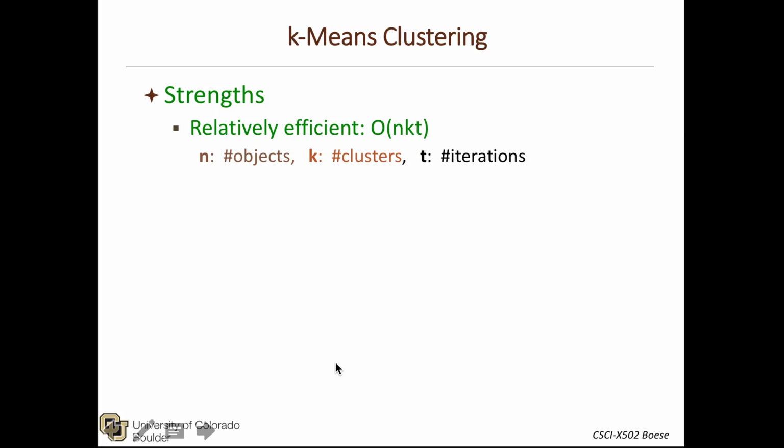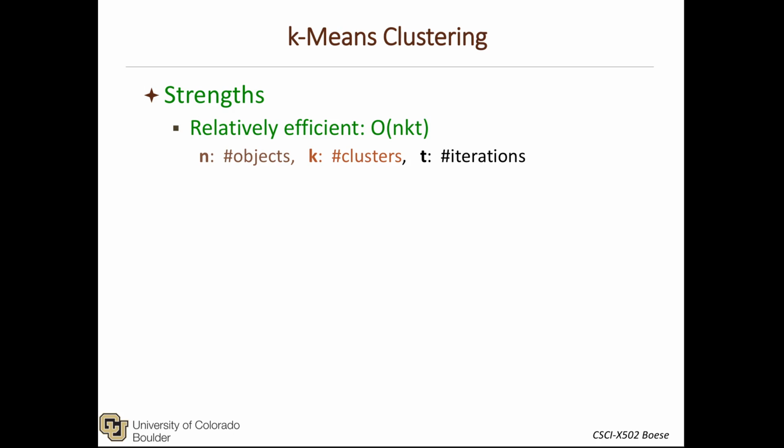The strength of k-means is that it's relatively efficient compared to the exponential. Here we've got our big O notation with n for the objects, the clusters, and the number of iterations. So it's fairly efficient, it's widely used, and for the most part, I almost always start with k-means clustering. And since it's greedy, we may or may not find that global optimal.